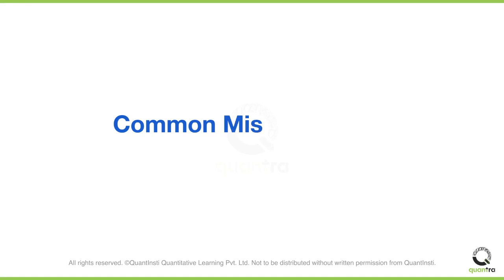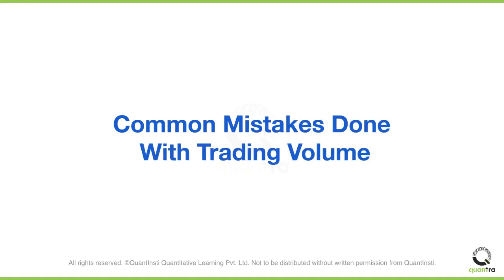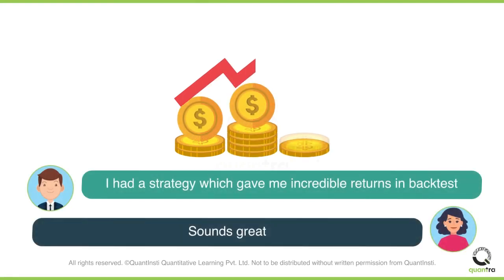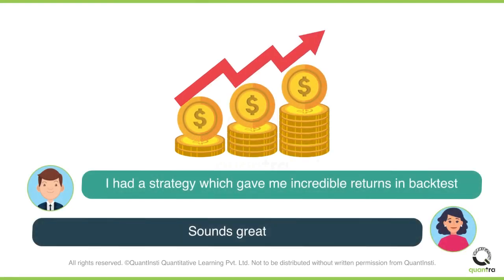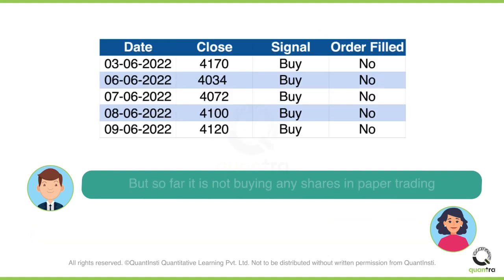Welcome to this video on common mistakes done with trading volume. John had created a strategy which gave incredible returns in his backtest. He was happy and moved towards paper trading. But so far, the strategy has not been able to completely fill the buy orders in the paper trading environment.